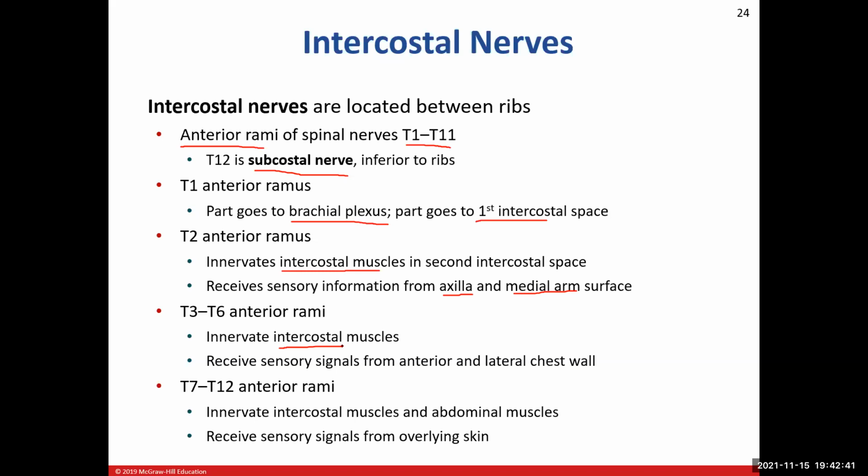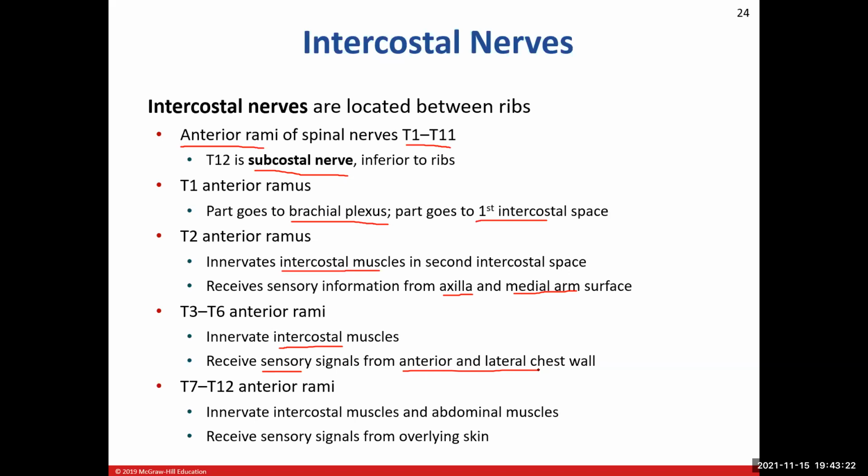When we're dealing with our spinal nerves, they're going to have a sensory component and a motor component. So when I say innervates intercostal muscles, that's the motor component. And when we're dealing with the sensory component, we're talking about the sensory input coming from those dermatomes along a specific region. So you can take a peek at the dermatomes here, but T3 through T6 is going to receive that sensory input from the anterior portion of your chest and the lateral portion of your chest, because the posterior portion is going to come through the dorsal rami.